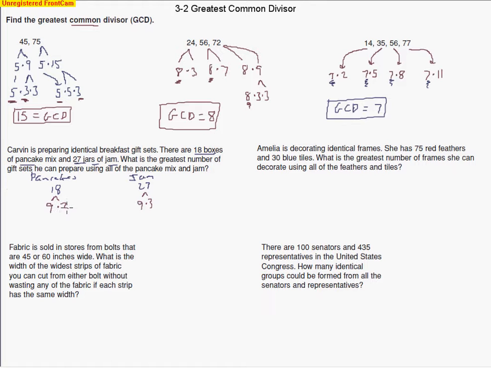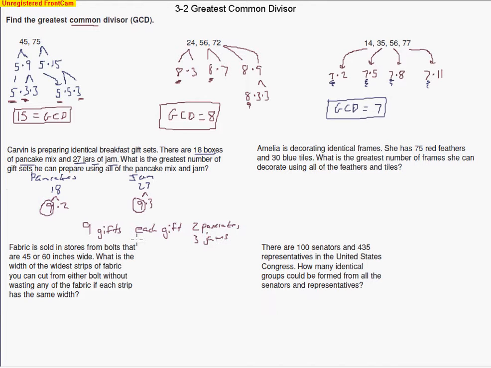And I see that 2 and 3 are already prime, so we found it. So what this means is they both have a 9. So that's the greatest common divisor. But now they're asking us to actually use some units that go along with it. So what we would say is we can make 9 gifts. And in those 9 gifts, each of those 9 gifts would have 2 pancakes, and it would also have 3 jars of jam. So we'll say 3 jams.